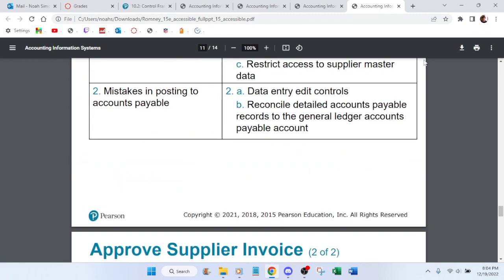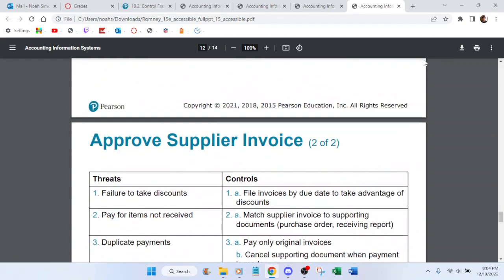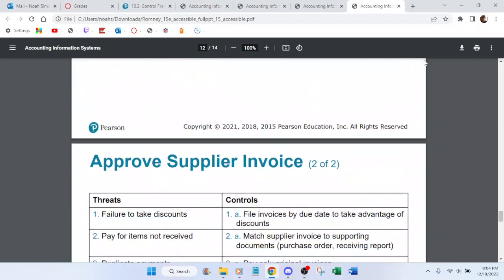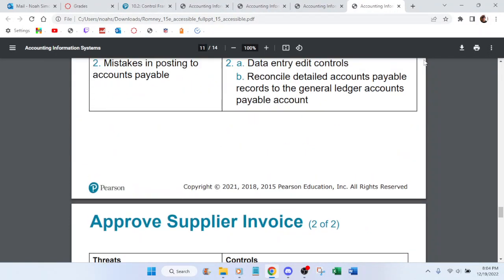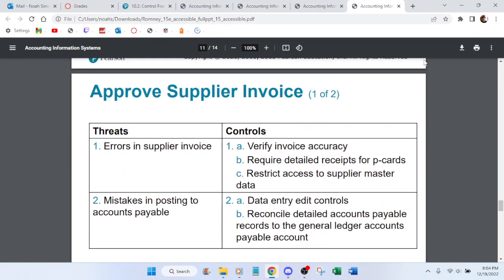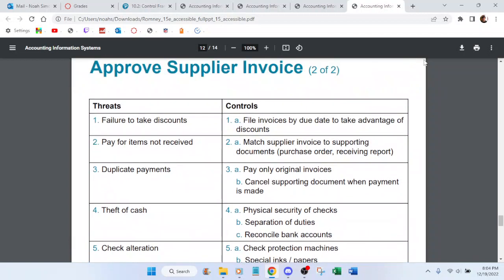Failure to take discounts. Failure to take discount. File invoices by due date to take advantage of discounts.